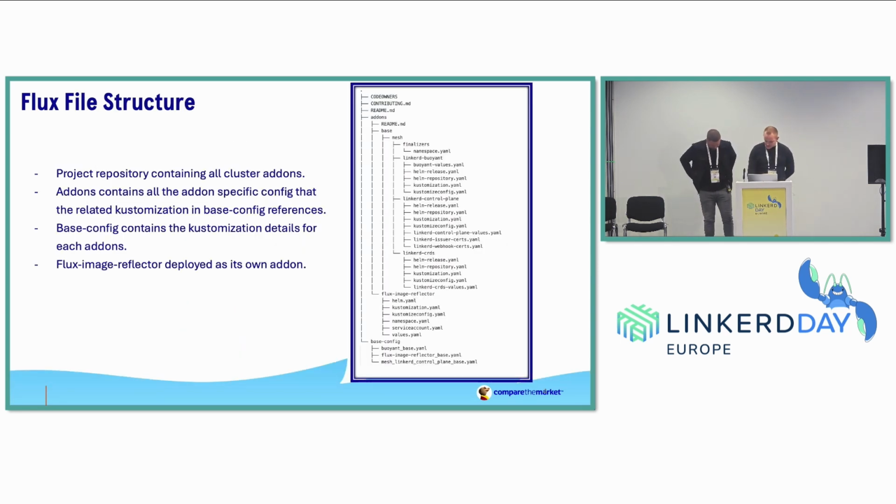So the add-ons repository mentioned in the previous slide contains all the add-ons that we deploy to our Kubernetes clusters via Flux. In the image, we have files and the structure for the Linkerd control plane, the Linkerd CRDs, and Linkerd Buoyant. The add-ons base directory contains all of the config files for each add-on, whilst the base config directory contains the base YAMLs to deploy each add-on. Each of our Kubernetes clusters will then reference the base config files with their customization YAML, depending on which add-on we want deployed to each cluster.